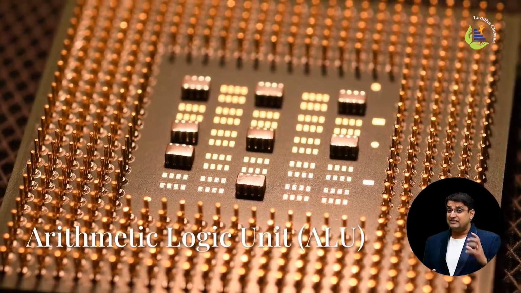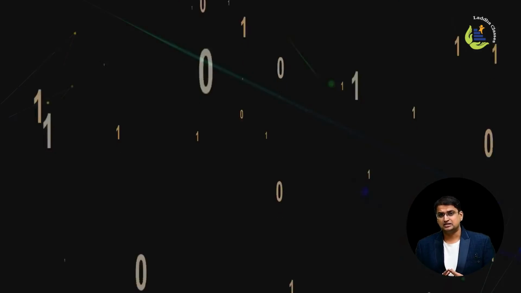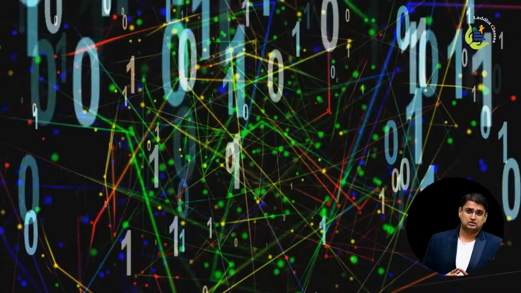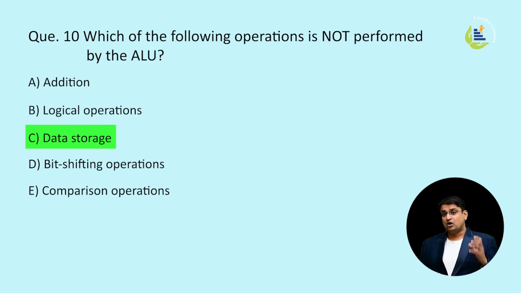Because the arithmetic logic unit performs arithmetic operations, addition, subtraction, logical operations, and bit shifting operations. It also handles comparison operations. However, data storage is not a function of the ALU. Data storage is handled by the memory, RAM, hard drive, etc.